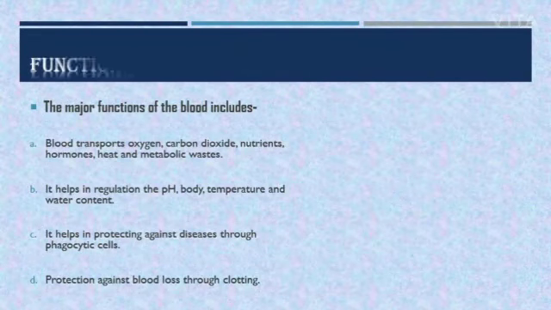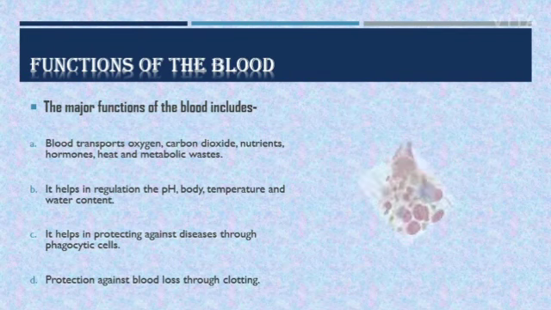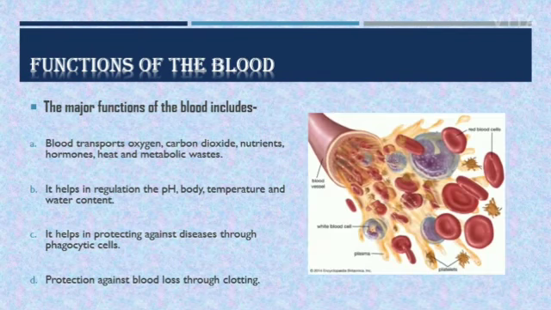Let's see the major functions of the blood. Blood transports oxygen, carbon dioxide, nutrients, hormones, heat and metabolic waste. It helps in regulating the pH, body temperature and water content. It helps in protecting against diseases through phagocytic cells and against blood loss through clotting.